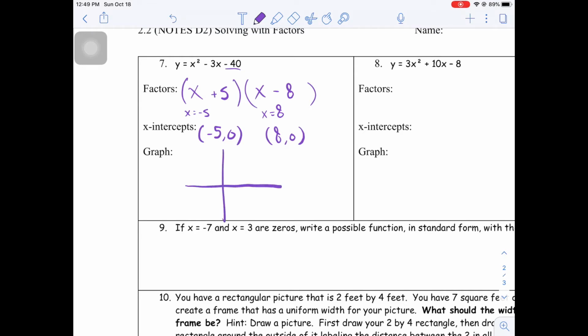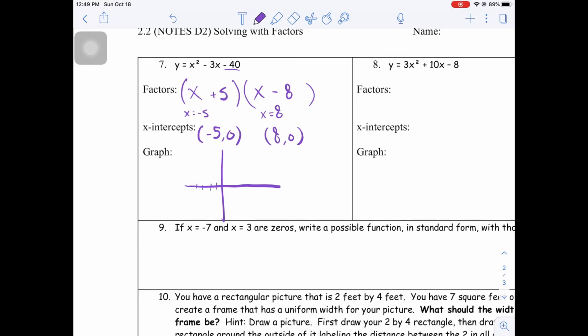Without a graphing calculator, you can actually graph these, just really rough sketches. We need to go negative 5, so 1, 2, 3, 4, 5. So negative 5, we should have a circle. Positive 8, 1, 2, 3, 4, 5, 6, 7, 8, also a circle. And then positive x squared tells us it's opening up, so then it's going to look something like this.